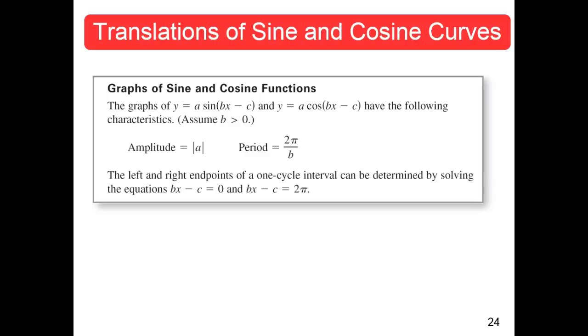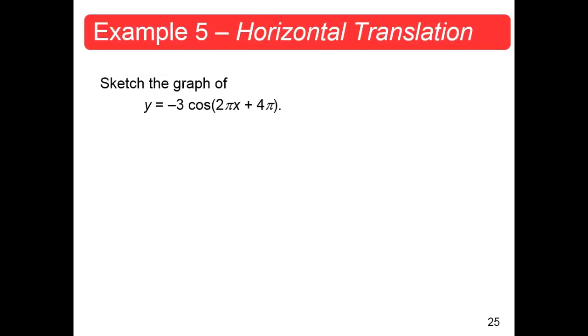So the left and right endpoints of one cycle would be determined by solving these equations, which is a pain in the neck. Well, it's not that hard to do, but to me it's extra work. If you just factor out the B to begin with, then whatever you have left, that's your phase shift. Which is exactly what they're doing, but they're having to do it twice, where if you just do it to begin with, you got it. So let's do this one, and I'll let you choose whether you want to do it the book's way or my way. I don't care.